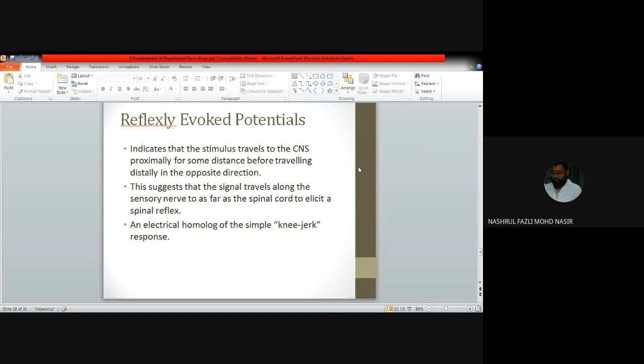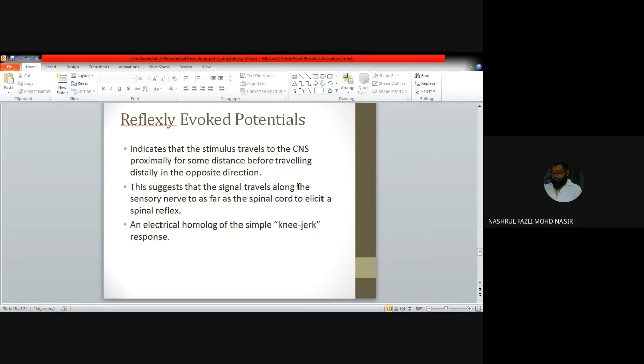So this indicates that the stimulus travels to the CNS for some distance before traveling distally in the opposite direction. Proximal, I hope you still remember the terms in anatomy. Proximal is near, distal is far. The stimulus travels to the CNS, near, for some distance, before traveling distal, away in the opposite direction.